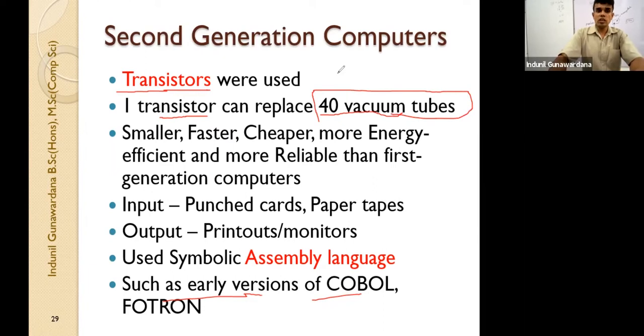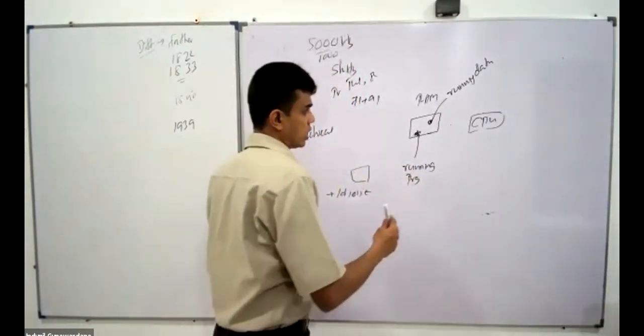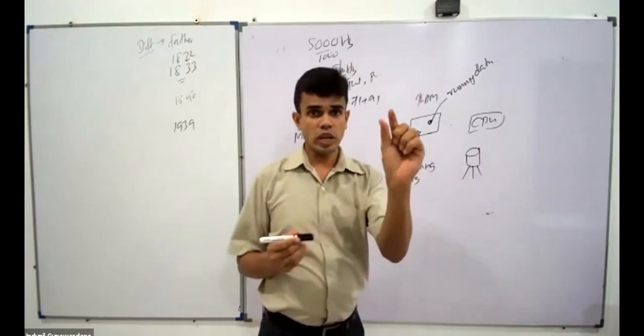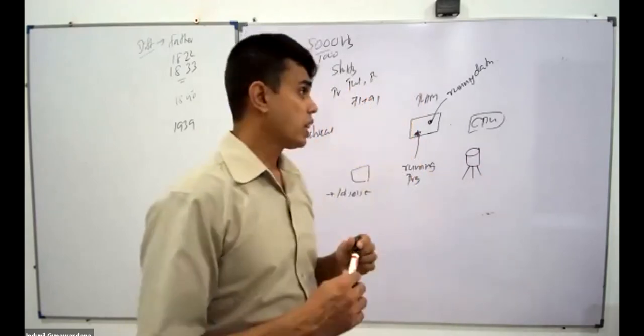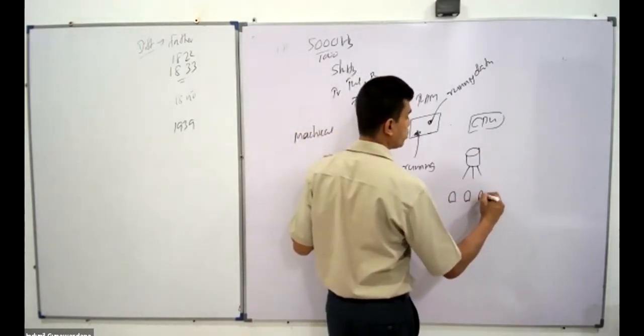So whenever you have one transistor, which has three pins, this can replace the job of 40 vacuum tubes. Then how powerful the transistor is, and how small the transistors are. You know the transistor, you have seen that in your school lab. Now the transistor is very small, having three pins. You can hold it in your fingertips, and this can replace the job of around 40 vacuum tubes.